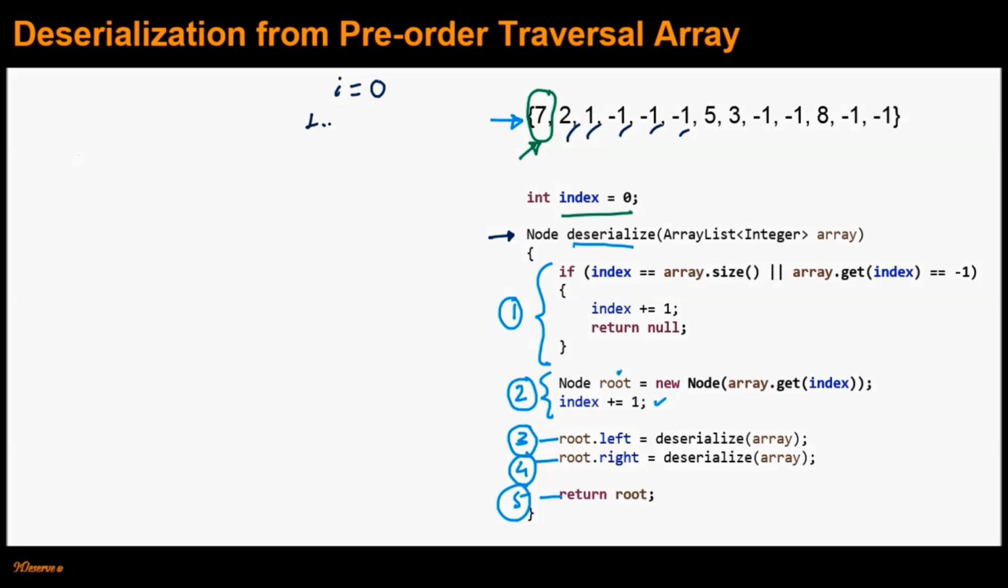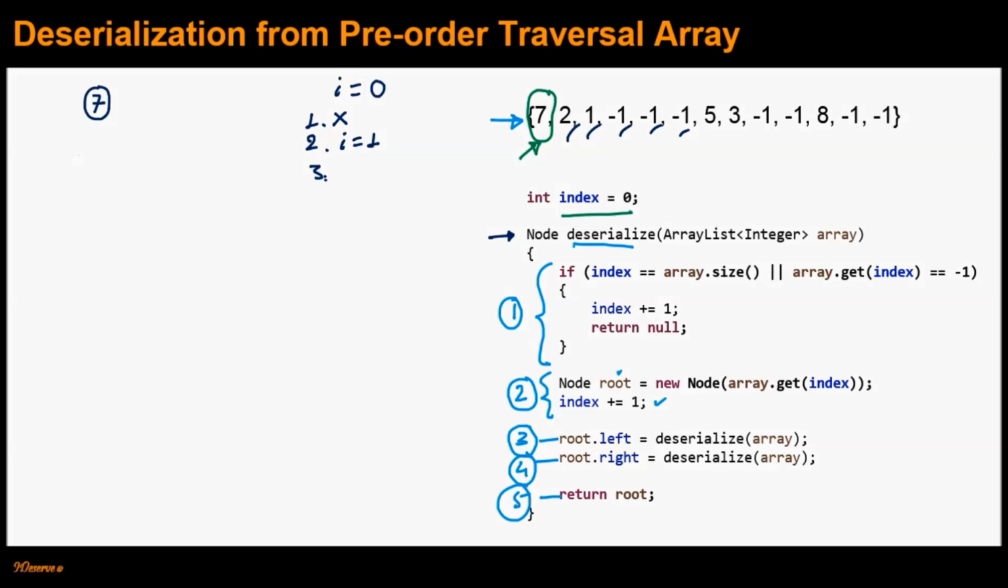The first step, which is the base case, will have no effect in this call because the current element we are looking at is 7, which is not -1, and we are also not done looking at all the elements. Therefore, the base case will have no effect. In the second step, we are creating the root node out of the current element. Current element is 7, so we create a root node out of element 7 and we increment index I by 1. So I would be incremented to 1, right?